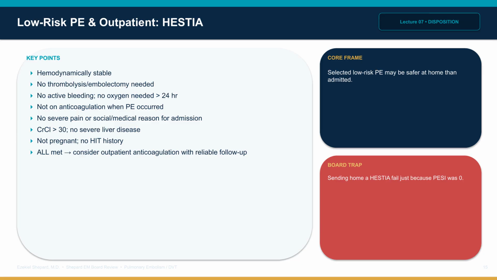Low-risk PE may be candidates for outpatient anticoagulation in selected cases. The Hestia criteria identify patients safe for home treatment. Hemodynamically stable, no thrombolysis or embolectomy needed, no active bleeding, less than 24 hours of oxygen needed for saturation above 90%, no PE during anticoagulation, no severe pain needing intravenous analgesia, no medical or social reason for admission, creatinine clearance over 30, no severe liver disease, not pregnant, and no documented history of heparin-induced thrombocytopenia. The board concept is that low-risk PE plus reliable follow-up may be safer at home than admitted.